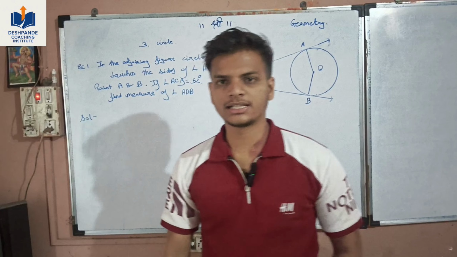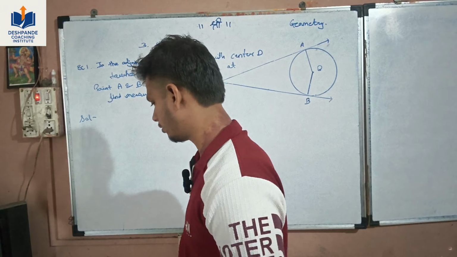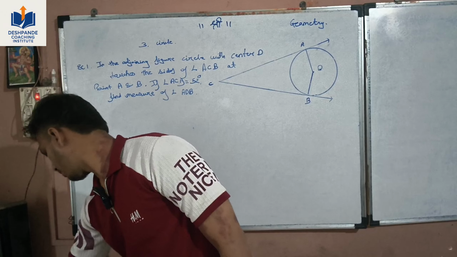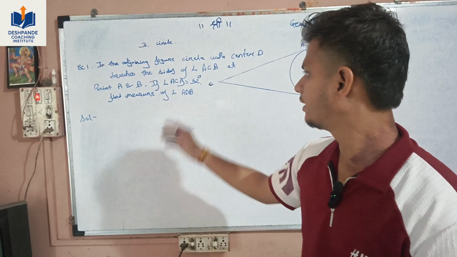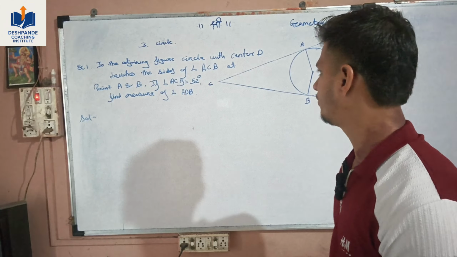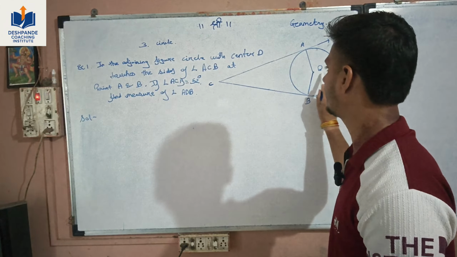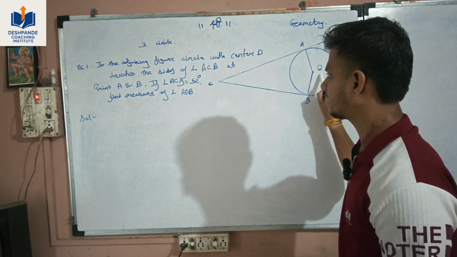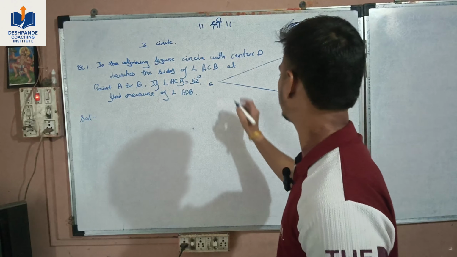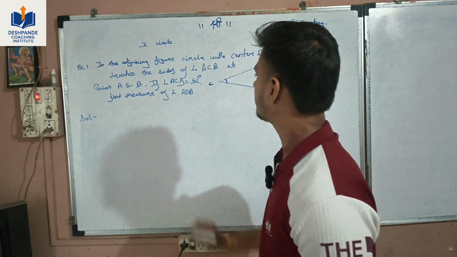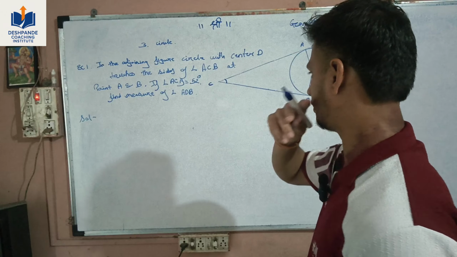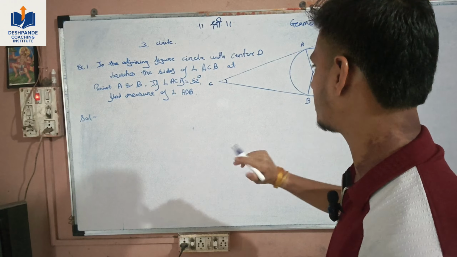Now we are taking a small example of lesson number 3, continuing with the circle solved example. I have written the question here. You can see in the adjoining figure, the circle with center D touches the sides of angle ACB at points A and B. This is given.